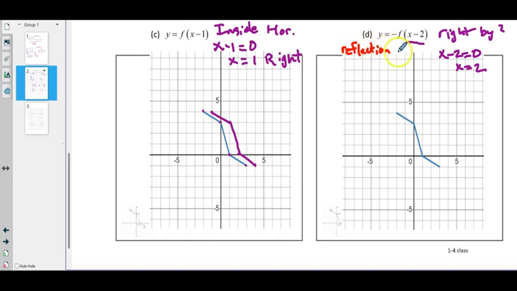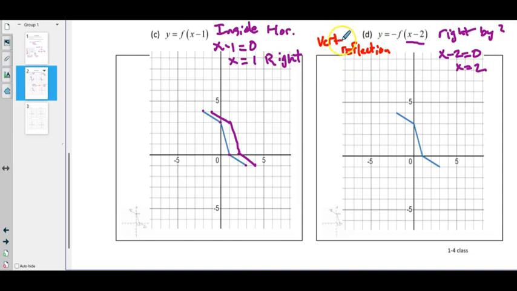Okay, now, the illustration here, the emphasis that we've been putting is: is this negative inside or outside of the function? In our case, it is outside of the function. If it was inside, it would be within our f of x. Ours is not, so it is outside. Any outside operation is a vertical movement.